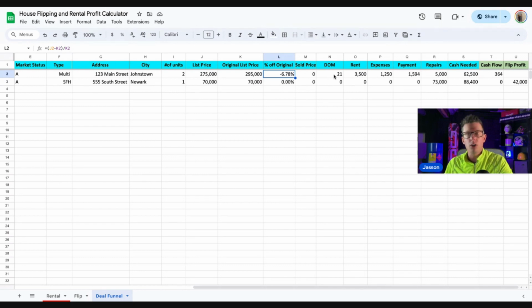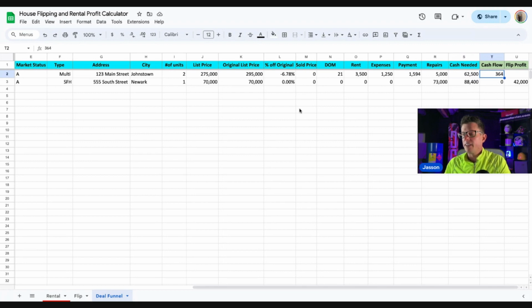Days on market, how long has it been on the market? The rent, how much can I rent the property for? Expenses, what are my expenses per month on the property? The payment, repairs, cash needed, total cash needed to actually close on the property, and cash flow, $364.